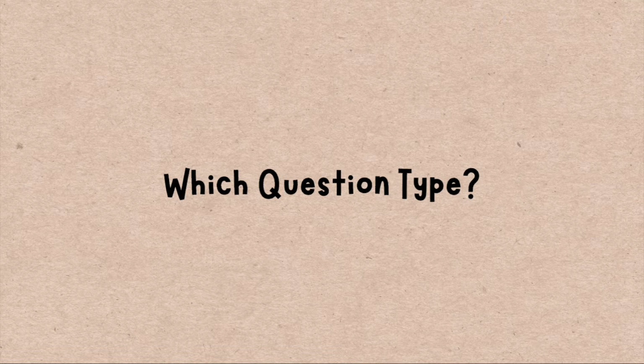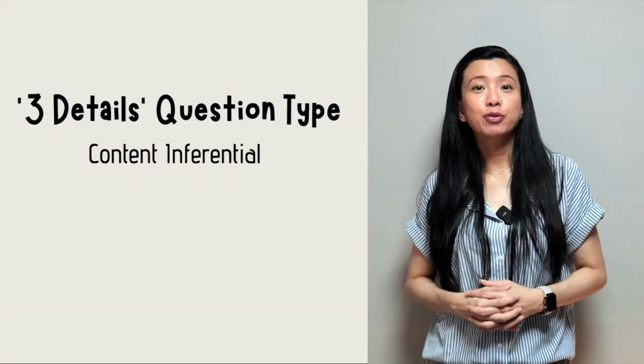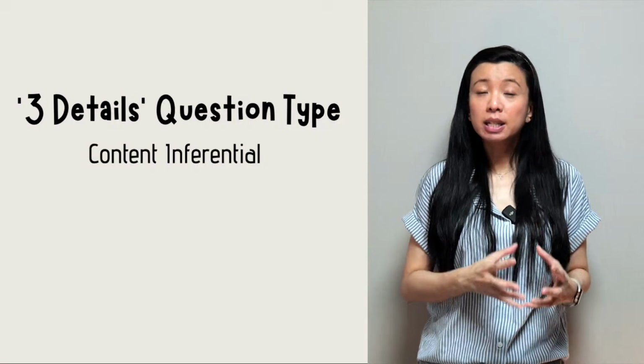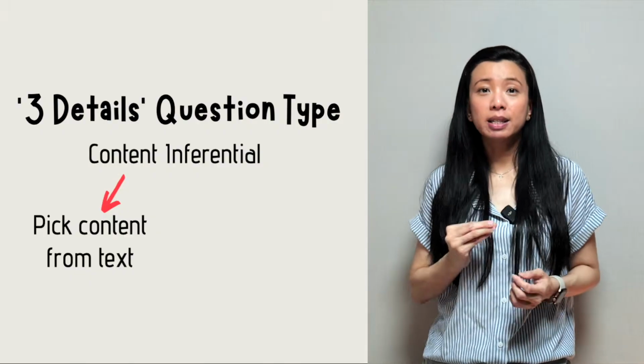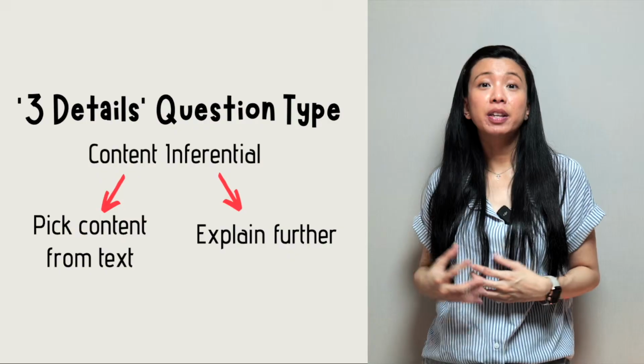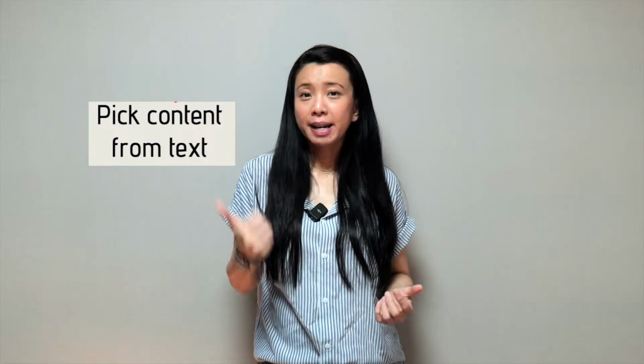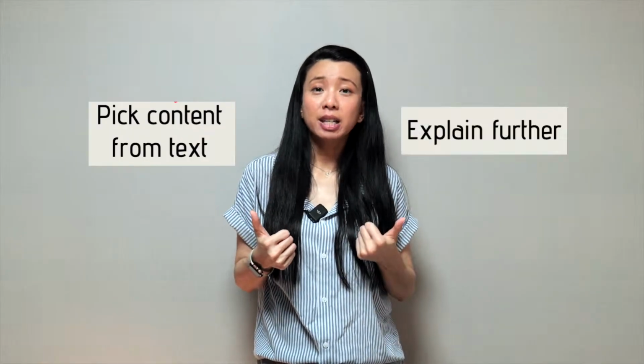Okay, so what question type does this 3 detail question fall under? I call them content inferential questions. So content meaning that we pick out the content from the text itself, and then we have to infer and give a further explanation in our answers. So basically for 3 details questions, that's all we need to do. Pick out the content and give a further explanation.